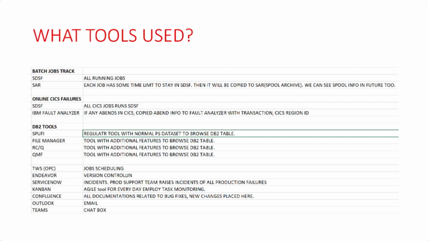The next tools are TWS, as I explained before, also called the OPC tool, the operations team tool, Tivoli Workstation for scheduling production jobs. Endeavor is for version controlling, compiling, and binding for each environment. ServiceNow is the incident tool where the production support team raises bugs. Next is Kanban, where meetings should be conducted every day. Outlook and Teams are for team emailing and chatting.